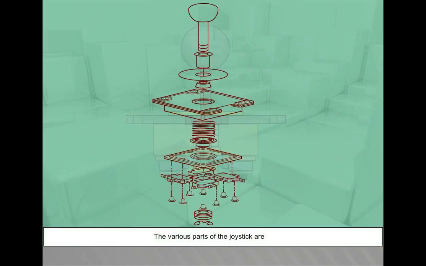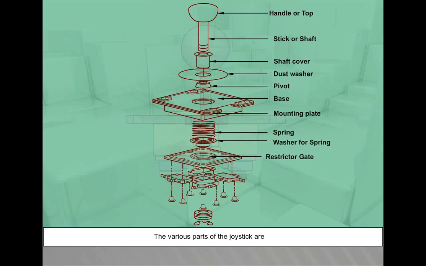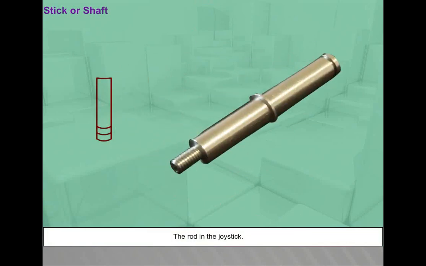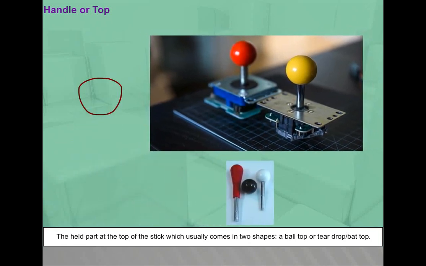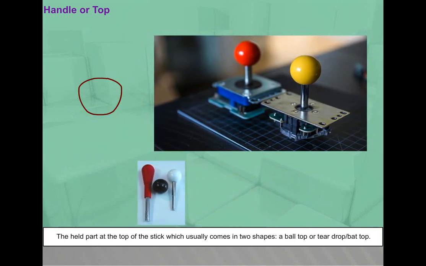The various parts of the joystick are handle or top, stick or shaft, cover or dust washer, pivot, base, mounting plate, spring, washer for spring, restrictor gate, wire harness, actuator, E-ring, and the rod in the joystick. Handle or top: the held part at the top of the stick, which usually comes in two shapes, a ball top or teardrop or bat top.